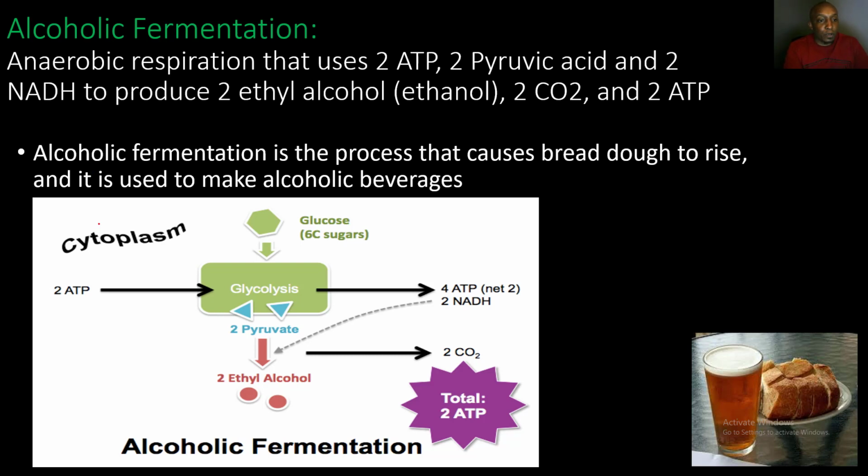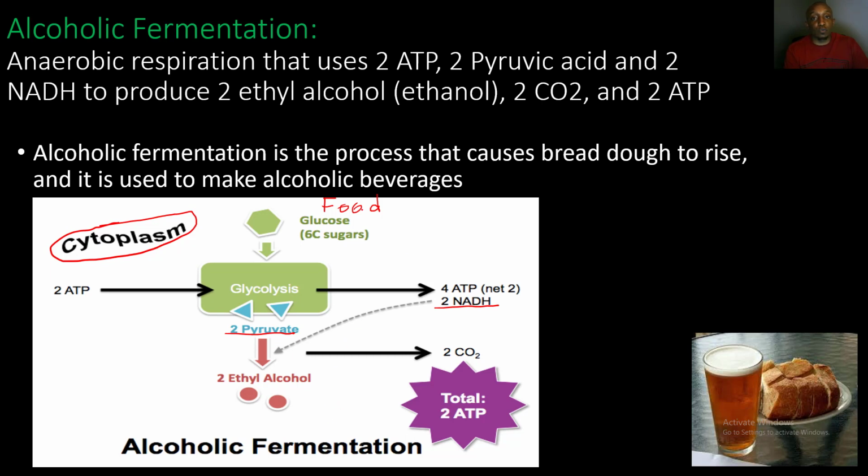First of all, it's important to know that this whole process occurs in the cytoplasm. We're looking at the glucose that we get from our food, and through the process of glycolysis, this glucose is broken down into 2 pyruvic acid molecules, and then these 2 pyruvic acid molecules along with 2 NADH are used to produce this 2 ethyl alcohol right here.